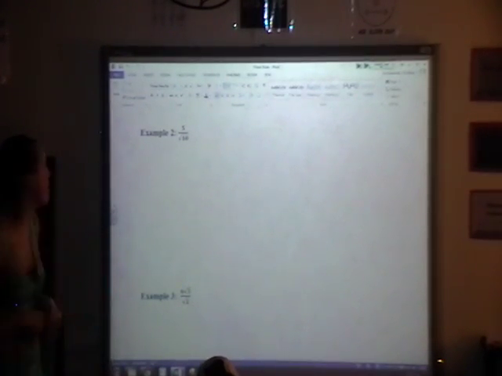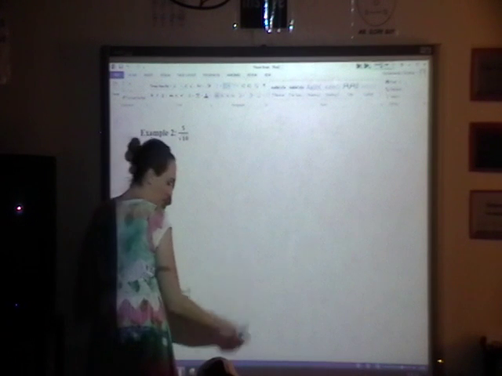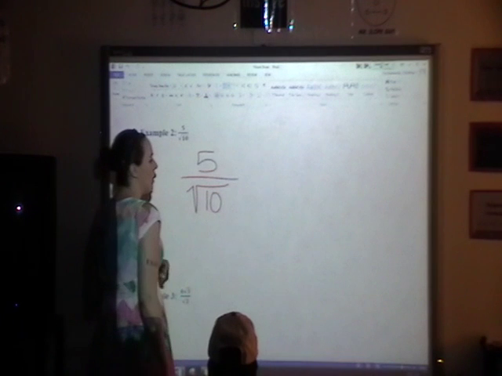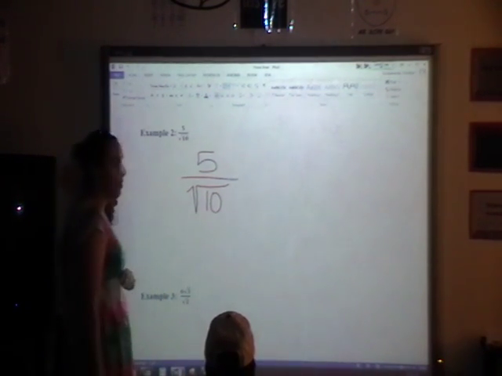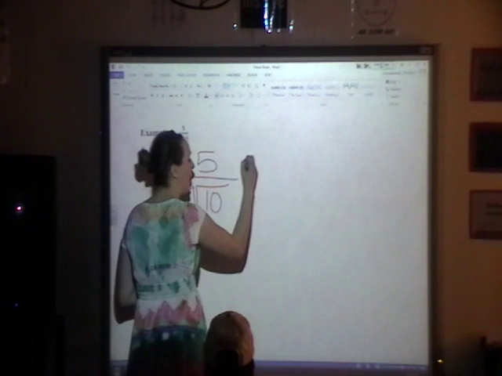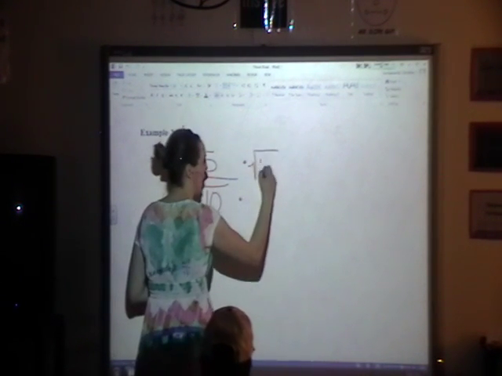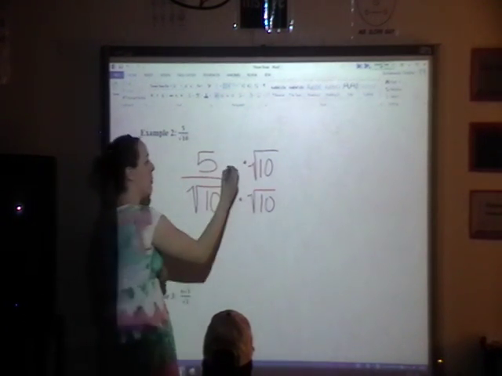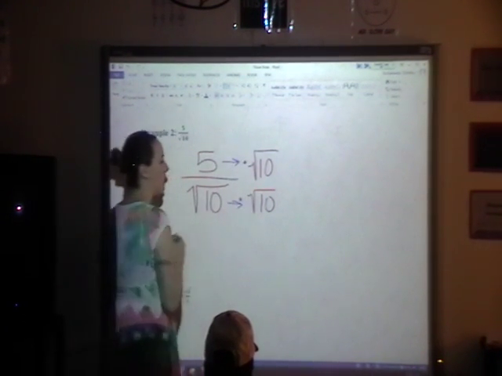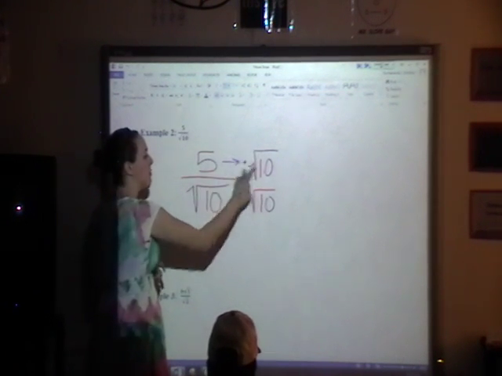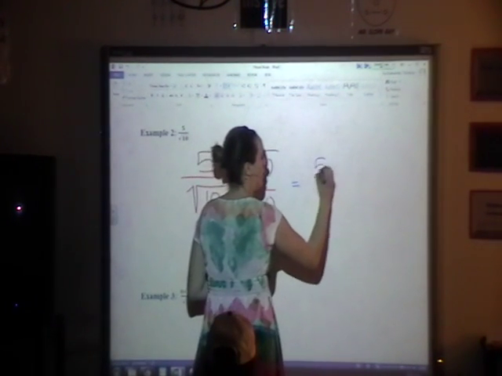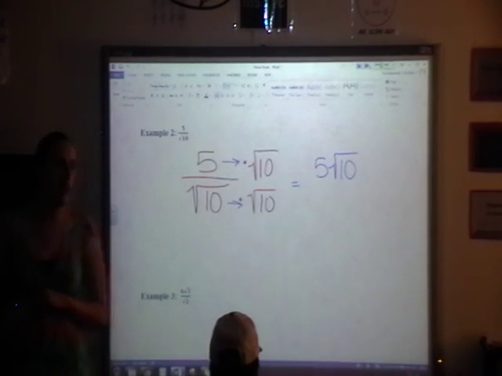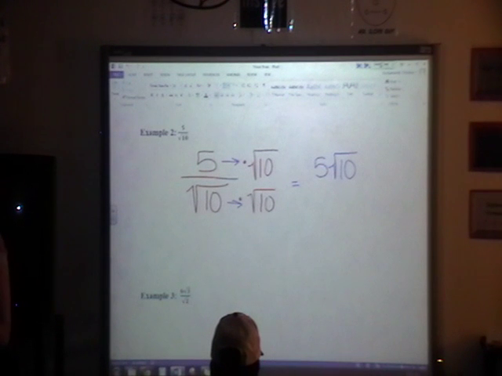Example 2. We have 5 over radical 10. Again, I'm going to make it a little bit bigger for the video. We have to multiply both the top and bottom by radical 10. And when we multiply fractions, you just multiply straight across. What is 5 times radical 10? 5 radical 10. Do not add them, do not multiply them. They are totally separate things. 5 is the whole number, radical 10 is irrational. Not a thing.